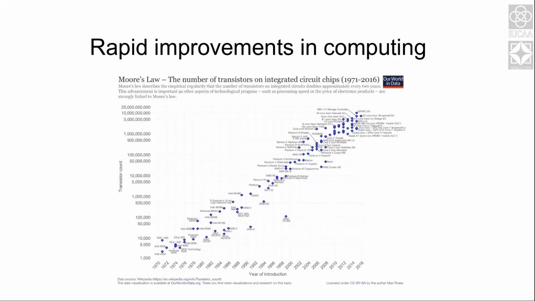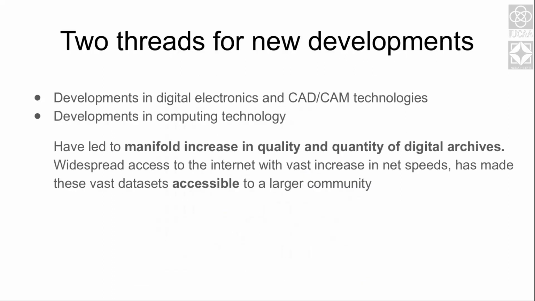I've just shown you the increase in the number of transistors, but there has of course been a corresponding increase in the amount of storage and RAM on our computers, and the speed with which we can connect to the internet. So these two threads of development, in digital electronics and CAD/CAM technologies for fabrication of electronics and optics related to astronomy, accompanied by parallel developments in computing technology, have led to a manifold increase in data, and the widespread access to the internet with a vast increase in net speeds has made these vast data sets very easily accessible to a larger community.